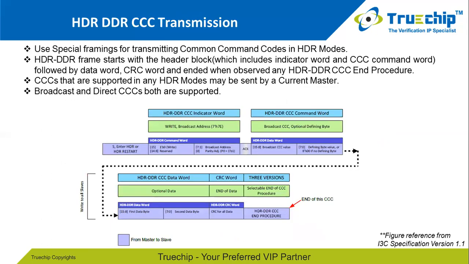HDR-DDR supports a special type of framing for transmitting common command codes. All CCCs that are supported in HDR-DDR modes shall be sent by the current or main master. By the figure, the HDR-DDR frame starts with a header block, which includes the indicator word and CCC command word, followed by a data word, CRC word, and ended when the end processor is observed. We will see the end processor in detail in later slides.